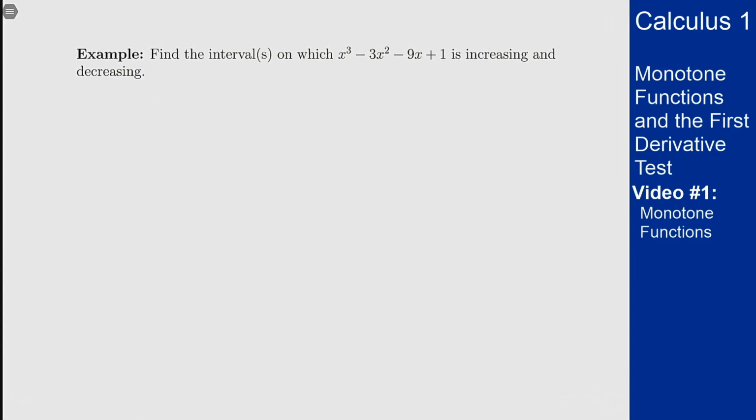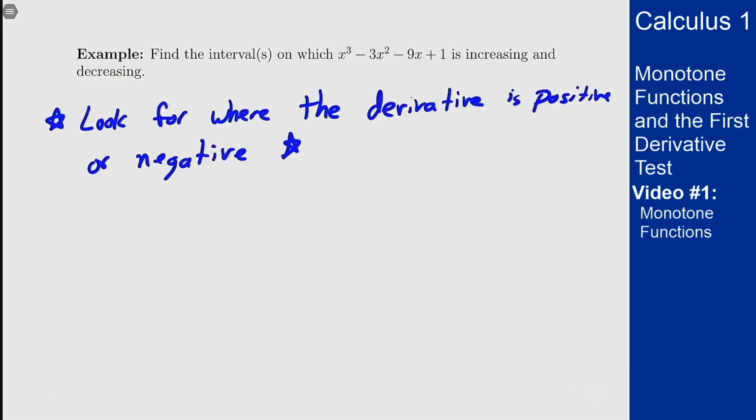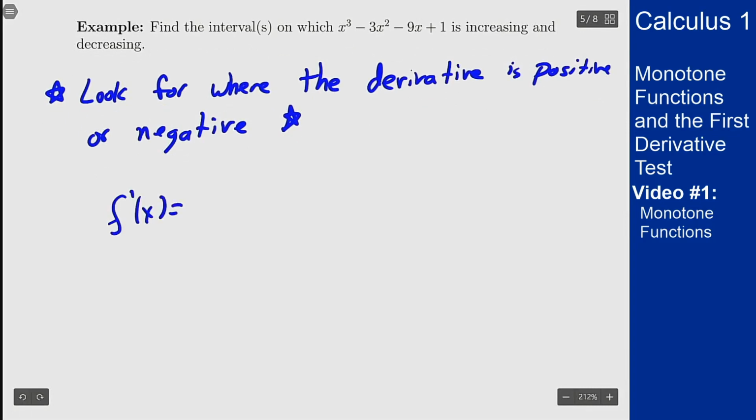Another way you can use this is to figure out where a certain function is increasing or decreasing. This basically means I'm going to look at the derivative and figure out where the derivative is positive or negative, and use that to tell me where this function is going to be increasing or decreasing. So to do that, let's first take the derivative. In this case it is going to be 3x squared minus 6x minus 9. Now to find where this is positive and negative, we're going to look at places where it's 0, because that's where it could change from being positive and negative. So we're going to set this to 0 and solve.